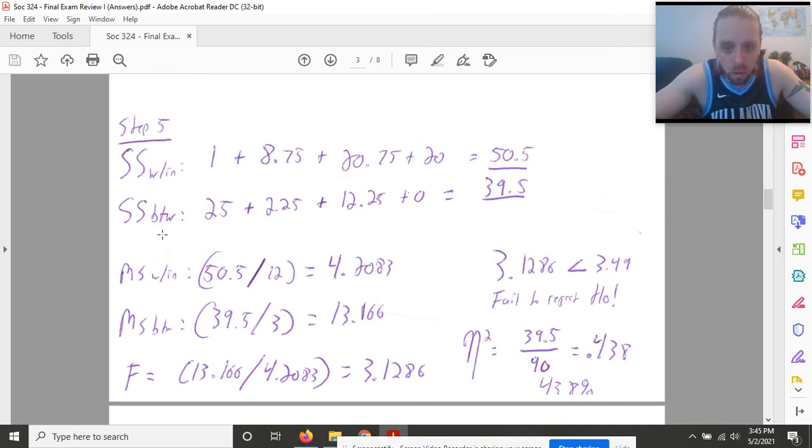To get eta squared, I simply had to take my sum of squares between the groups and divide it by the total sum of squares. So that's 39.5 over 90, which gives me 0.438, or 43.8% of all variation is being driven between the groups. Which sounds like a lot, but we're still working with a small sample size here, and that's ultimately not good enough to give us what we want.